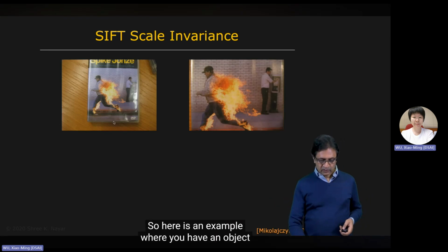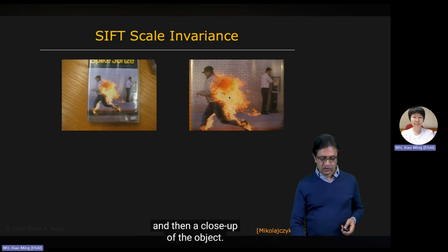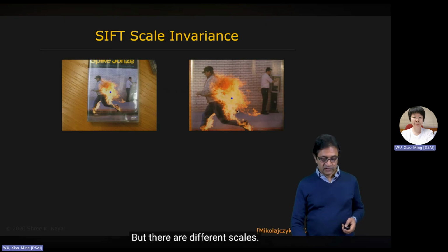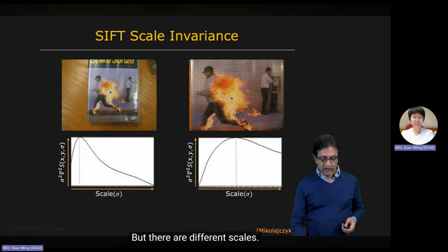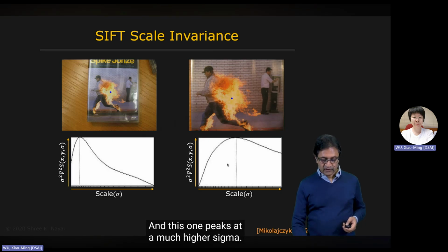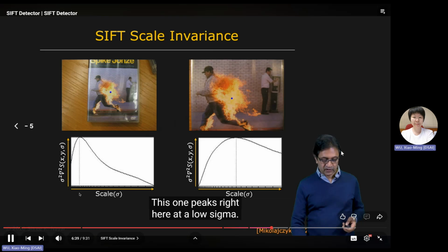So here is an example where you have an object and then a close-up of the object. You end up finding a SIFT feature here and here, which corresponds to the same appearance right here, but they are at different scales. And since there are different scales, really what that means is that the n-log operator would have peaked at different points, different scales, different sigmas right here. This one peaks right here at a low sigma, and this one peaks at different points.